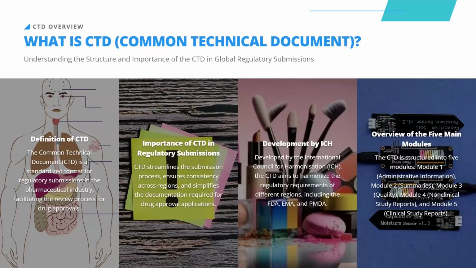Module one is basically your regional administrative information. It is not harmonized and it varies by region. Module 2 is your overview and summaries of quality, non-clinical and clinical data that we are going to submit in Module 3 to Module 5. Module 3 is your quality, which talks about chemistry, manufacturing, and controls, basically CMC. CMC is the core regulatory part around which a lot of things evolve.